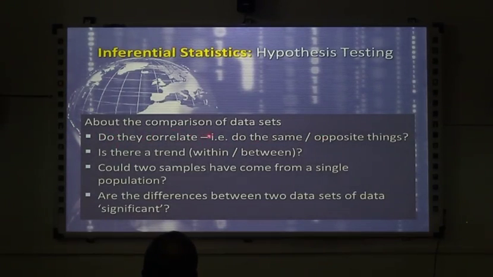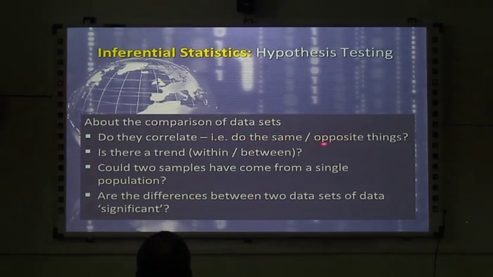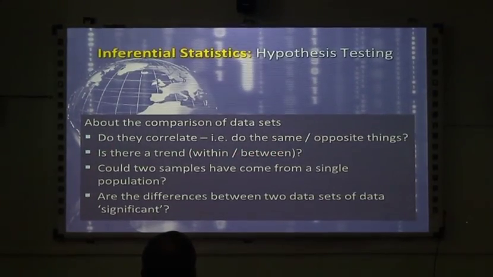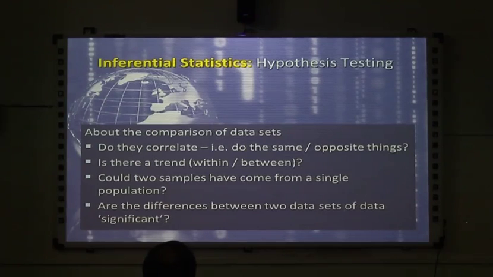You might want to know, do the data variables correlate? Do they do the same thing? Or negatively correlate, do the opposite thing to each other. One goes up, one goes down, that's a negative correlation. Can you draw a straight line, or if you have to, a curved line between them? Is there a trend in the data? Often you're looking through time, or you're looking through a sequence along a road, you want to find a trend along it.